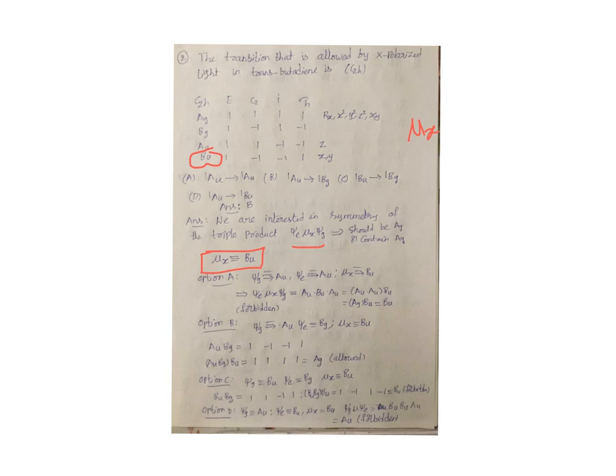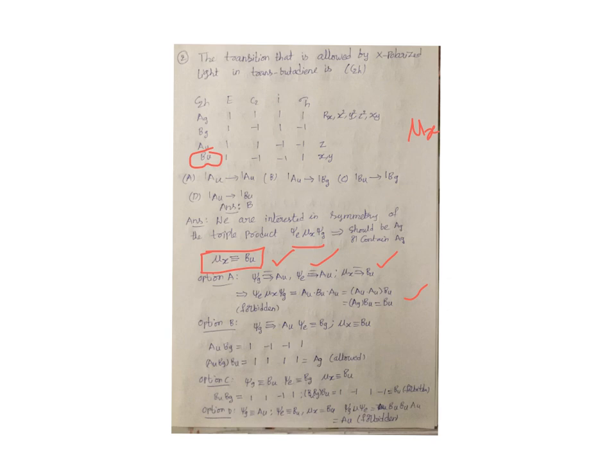Let the ground state be Au and the excited state is also Au, but the dipole moment is Bu. Mu x is Bu. So let's multiply these three. This is called the triple product, Au, Bu into Au. So if I just multiply this, I will get simply Bu. So this is not equal to A1g. So this transition is forbidden.